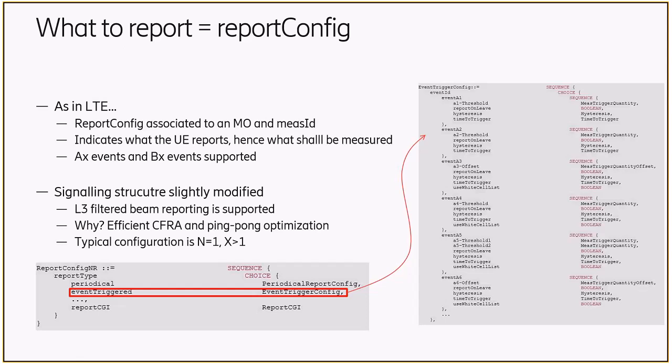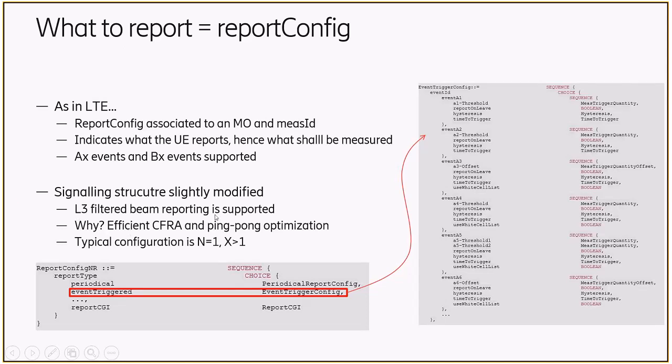Report config is also an important aspect of the measurement configuration. You associate that to a measurement object, into a measurement identifier, and it indicates what the UE reports, and hence what shall be measured. I don't go into details here, but what is important at the end in RAN2 is what the UE reports. Then we have these so-called AX and BX events. I don't go into details of that. It's just like LTE, as it says here. But I guess I gave already the example of this A3 event for handovers, where you trigger something when the neighbor quality is better than the PCell plus an offset. The signaling structure is slightly modified. We have this layer 3 filter being reported, as I discussed.